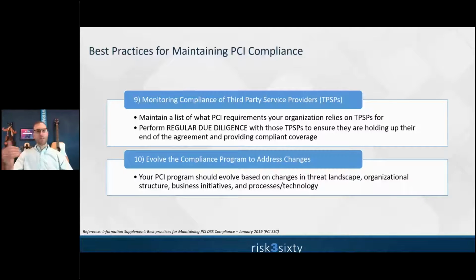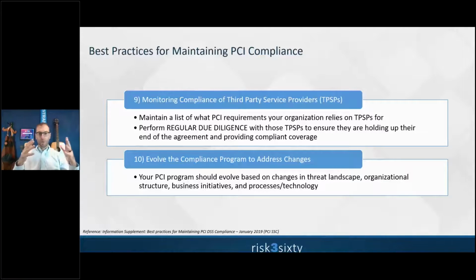And then the last one is to evolve your compliance program to address changes, right? So everyone knows that things are not static, and this was the first point we mentioned way back at the beginning of the presentation for reasons that organizations fall out of compliance: it's because they don't evolve, right? So your PCI compliance program should evolve as your security program evolves and as your business objectives evolve, right?